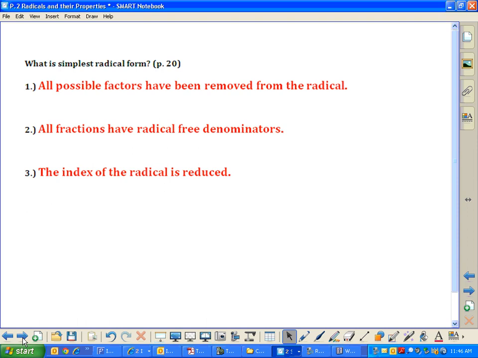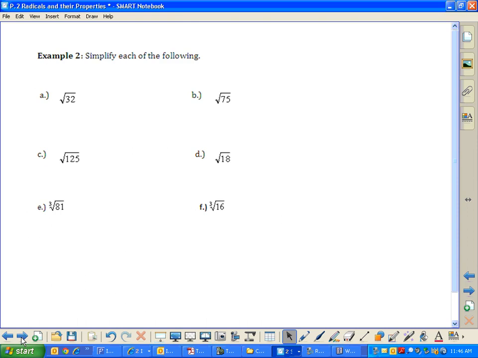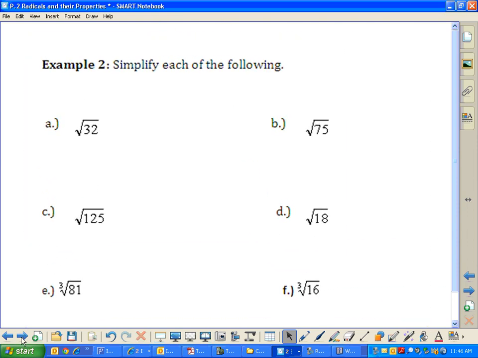Everybody have their rules copied down? You're good? Alrighty. So, now, in example 2, this will be my last example of the day. Example 3 is ultimately going to be a little bit of independent practice for you.